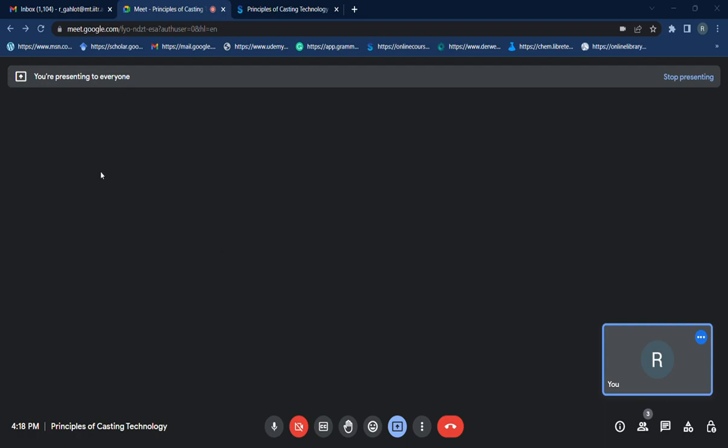So these are the two MCQs I have discussed till now. The first one is: the fluidity of a molten metal of cast alloys increases with an increase in the degree of superheat. And the other is: in sand casting, the fluidity of the molten metal increases with an increase in the degree of superheat.